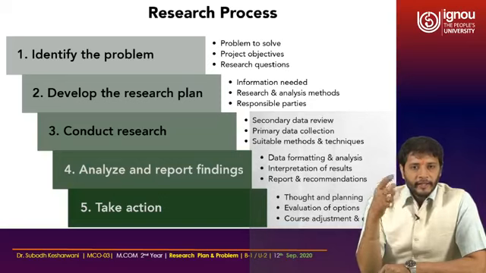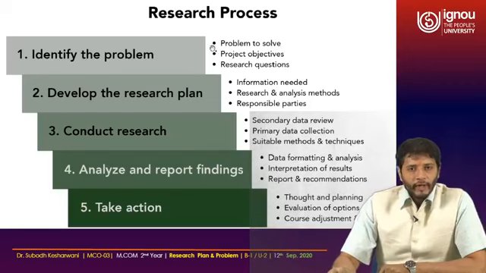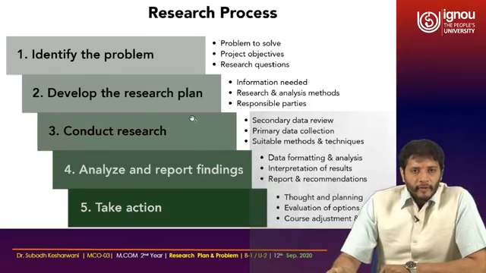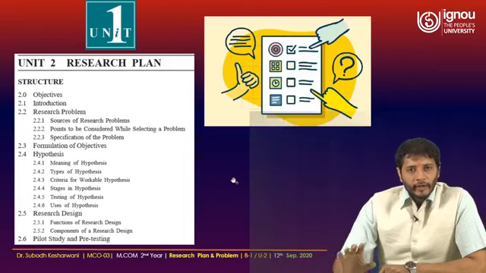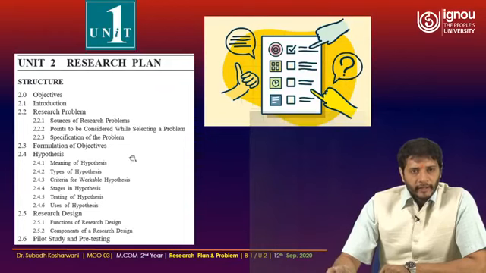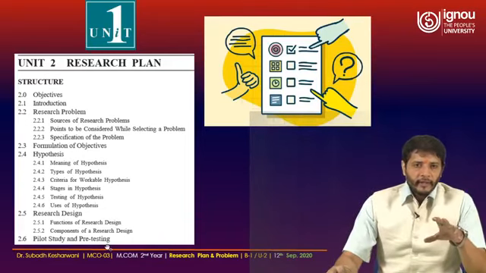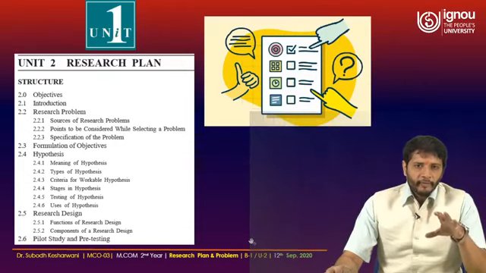Then taking action, thought and planning, evaluation of options, and execution. So what we have observed is that when you talk about the research process, these are the 5 ways by which you can initiate the research. And this particular unit, this chapter, starts with the research problem; research plan is the name of the chapter, and we have formulation of objectives, hypothesis, research design, and then pilot study and pre-testing. Since this is a half-hour presentation, we are adhering to one particular theme.